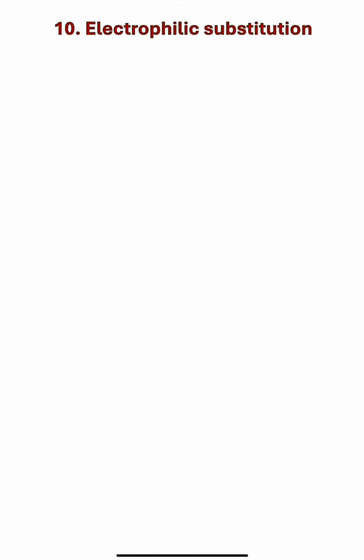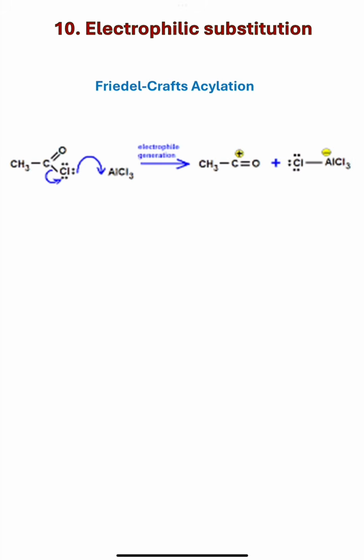Electrophilic substitution reactions are the type of reaction we find with the benzene ring. There are two types of electrophilic substitution reaction. The first one is the Friedel-Crafts acylation. In this reaction, we produce the acylium ion.